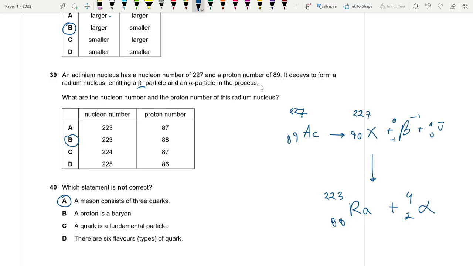A proton is a baryon. Yes. Mesons and baryons are parts of hadrons. Hadrons are made up of quarks. Okay, they can either be mesons or baryons. Baryons have 3 quarks. These have 2, one normal and one anti. A quark is a fundamental particle, and there are 6 flavors. Yes. Up, down, top, bottom, strange, and charm.